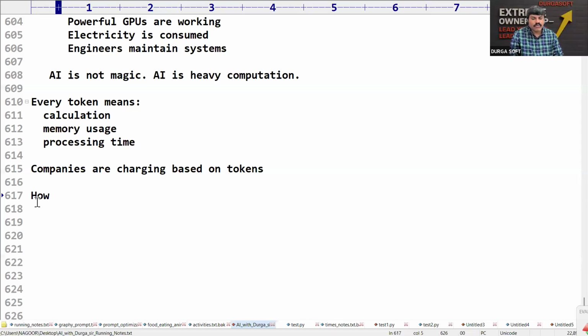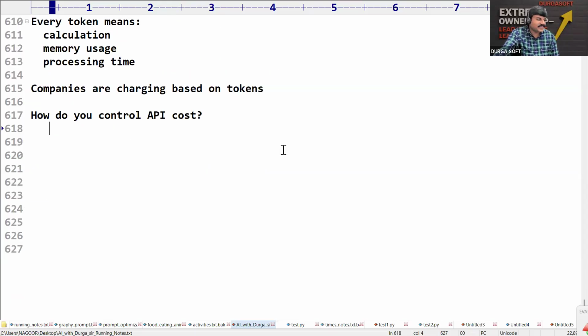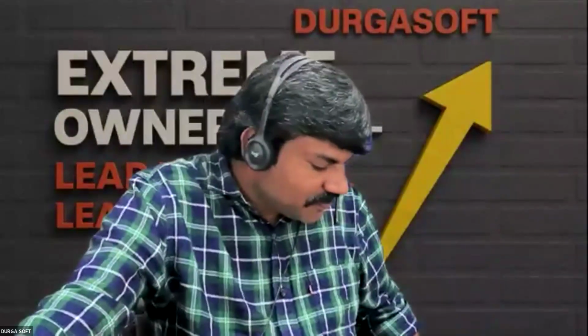Next, there is one important question every person may ask. How do you control API cost? Any suggestions from your side? Use correct, precise prompts. Limit the input and output context, the number of tokens. We can use more specific keywords while entering the prompt. A daily limit we can implement. We can control the number of tokens by restricting them. Excellent.